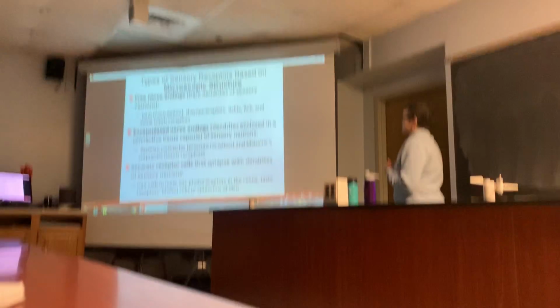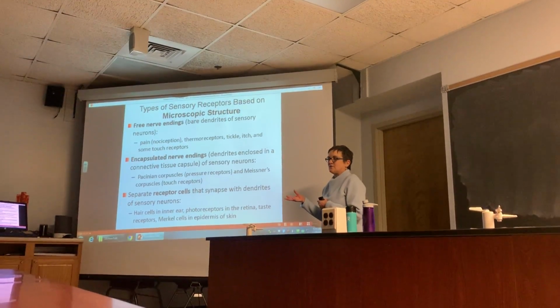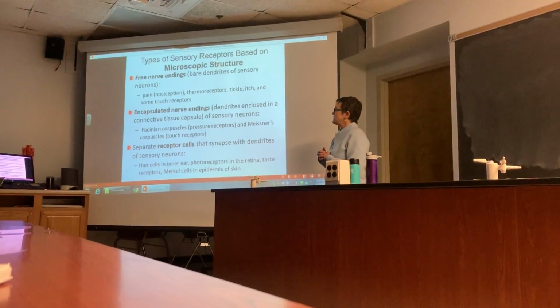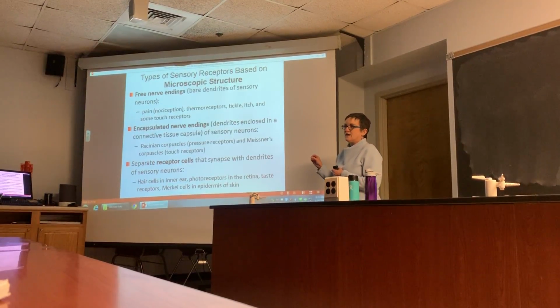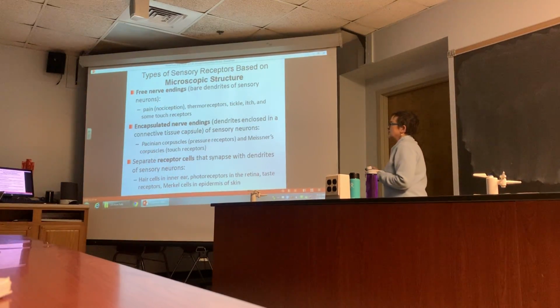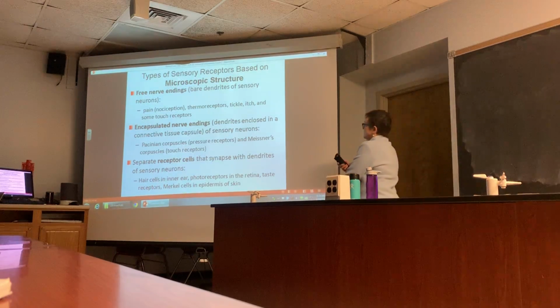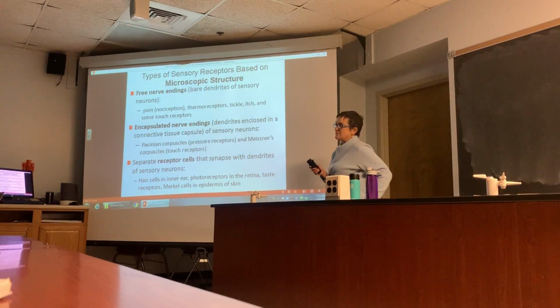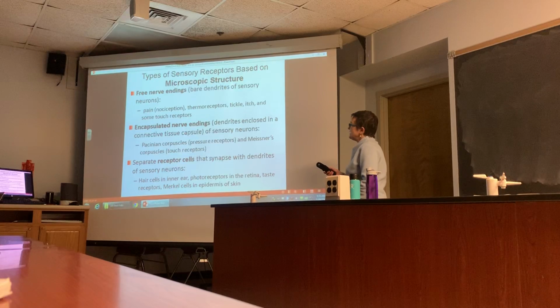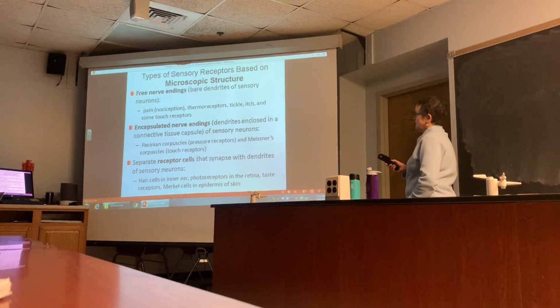Another way of classifying sensory receptors is by location or by the type of sensory stimulus that they're stimulated by. We're going to be looking at different types of receptors shortly, but right now we're looking at the microscopic structure of the sensory neurons. And there are three types of sensory receptors. There are free nerve endings, which are bare dendrites of sensory neurons.